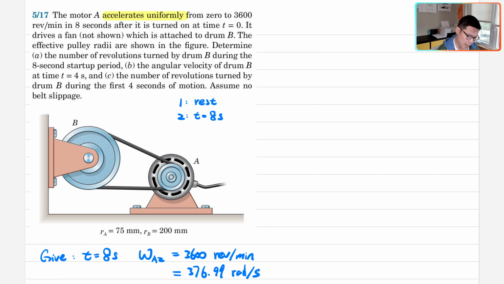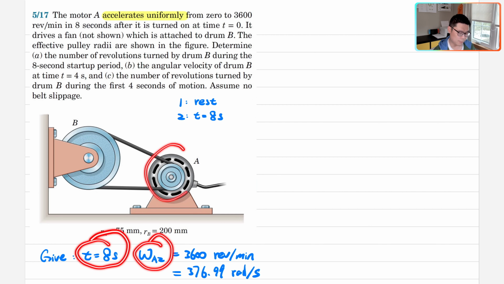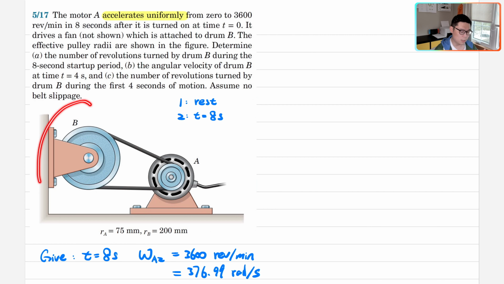And part B, the angular velocity of drum B at t equals 4 seconds. What is this? Think about 3 parameters: displacement, velocity, acceleration. Which one is this? This is the angular velocity, right? So we're given time and the angular velocity of A. We'll need to use this to find the acceleration of A, the angular velocity of B, and the angular acceleration of B. We'll use this as a starting point, the relationships that we know.